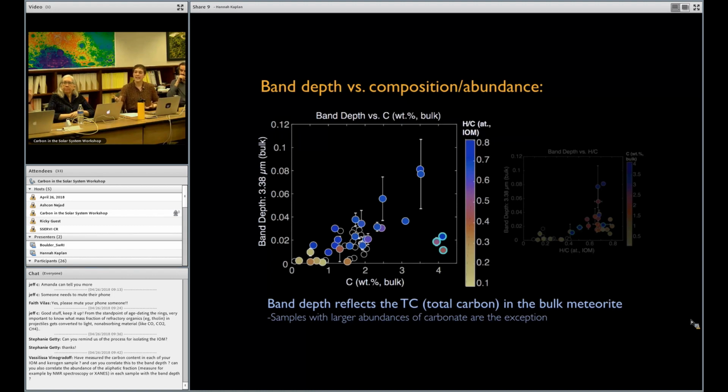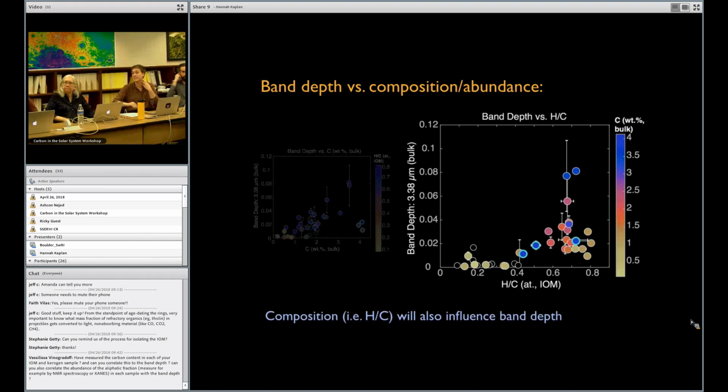So, again, imperfect measurements. But for the most part, these samples have a background of way less than 1 weight % carbonate, except for Tagish Lake, which has abnormally high carbonate. And you can see that it falls off this line. The band strengths of the organics are weaker than expected based on their carbon content. Based on the IOM spectra, we expect that as H/C increases, so will this band depth. And we do kind of see that happening.